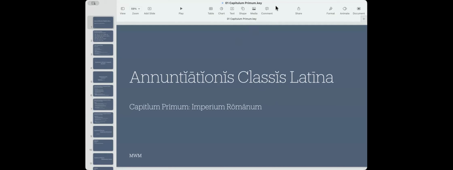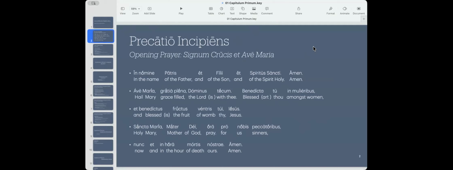Let's begin the Annunciation Latin class, Annunciationis Classis Latina. And we're going to start with the actual first chapter, Capitulum Primum Imperium Romanum. But as always, we start with an opening prayer, which we will begin.